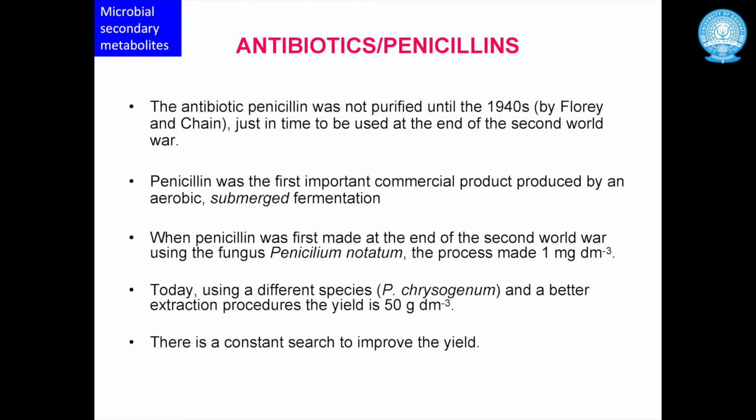Antibiotic penicillin was purified only after the 1940s, when the Second World War was happening. Penicillin was the first important commercial product produced by an aerobic process, submerged fermentation. When penicillin was first made at the end of the Second World War using the fungus Penicillium notatum, its efficiency was just 1 milligram of penicillin per decimeter cube.